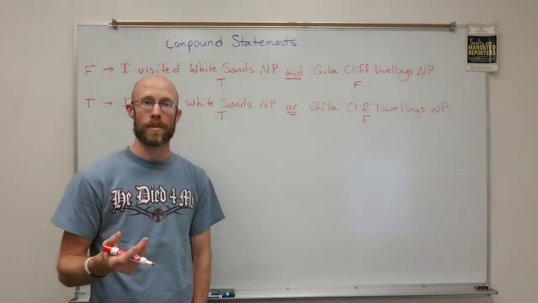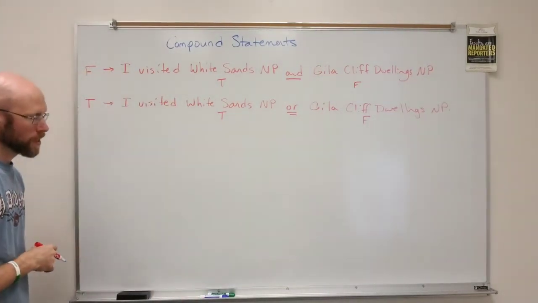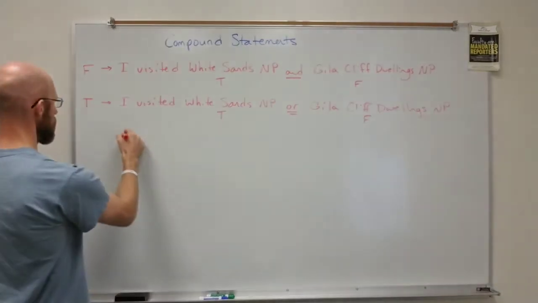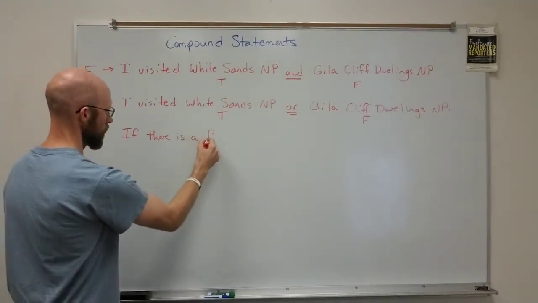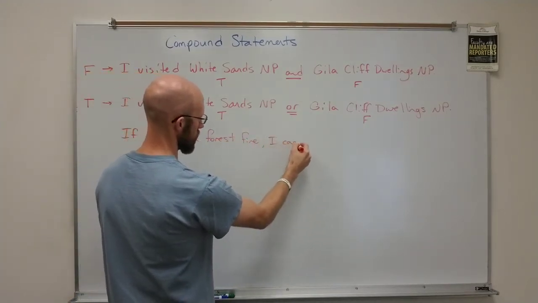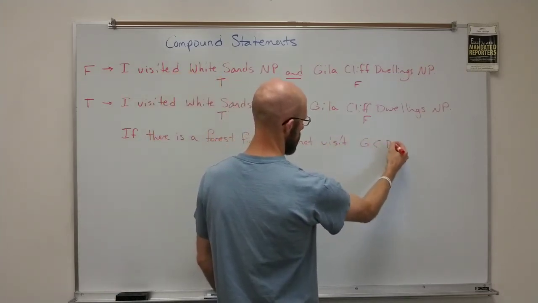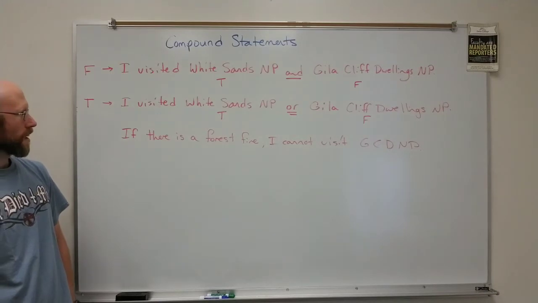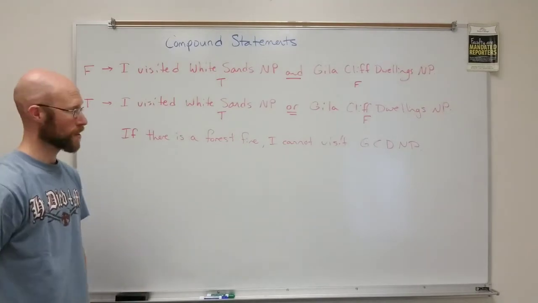Another example, thinking about conditionals and biconditionals. An example of a conditional statement might be: if there is a forest fire, I cannot visit Gila Cliff Dwellings National Park. I'll abbreviate all that, right? And okay, so that's true, right? If there's a forest fire, I can't go in there. They wouldn't allow us anyway.